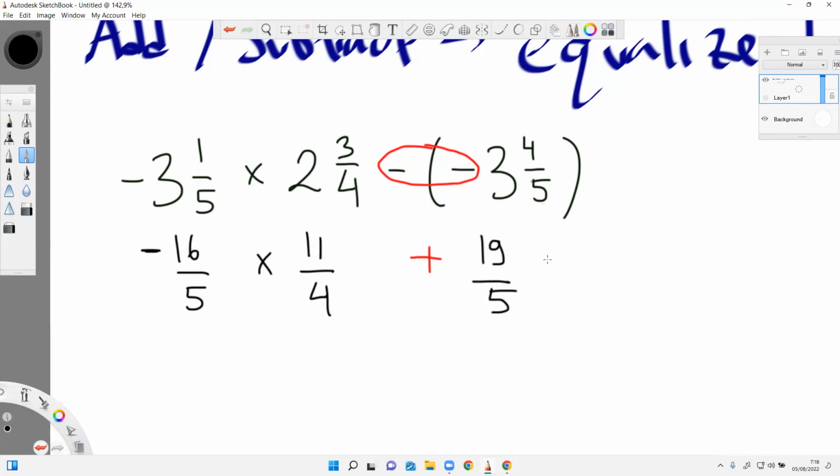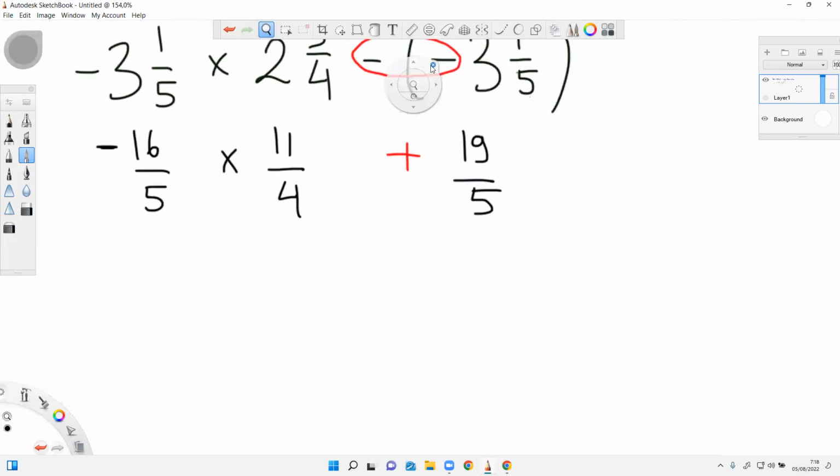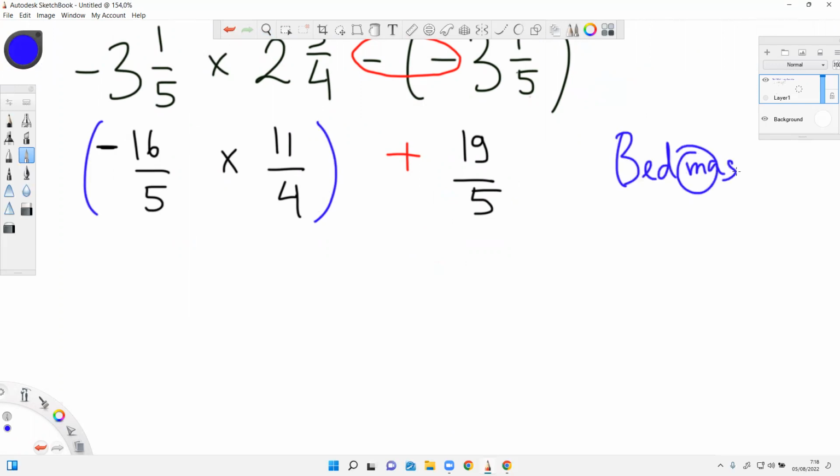19 over 5. Then, which operation do you need to do next? Times or plus? Yeah, BODMAS, right? So multiplication first. So use the order of operations and use the M, right? And then, how do you do this? Okay, just multiply, but again, if we can simplify the numbers, simplify. Can we simplify 16, 5, 11, 4 here? 16 and 4, right?